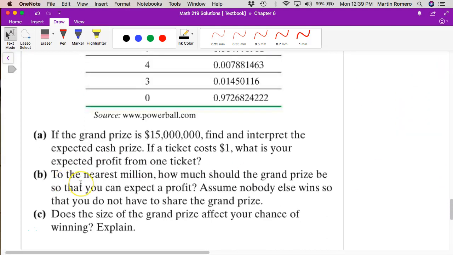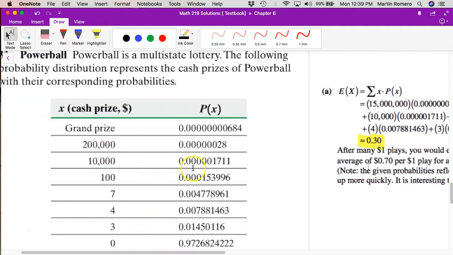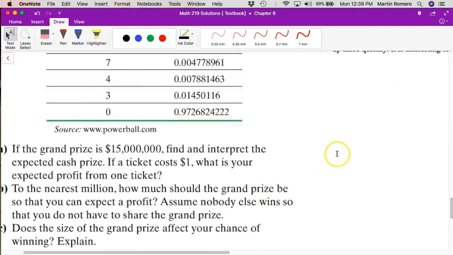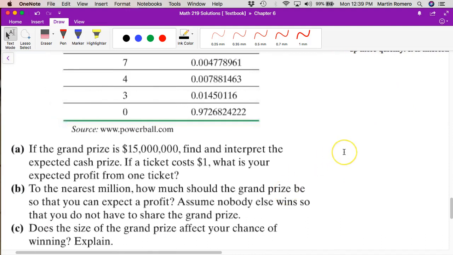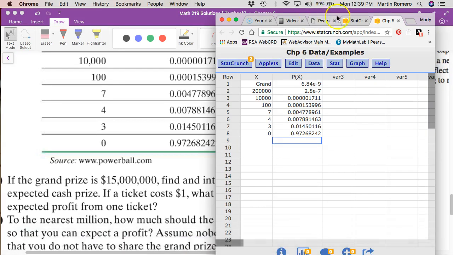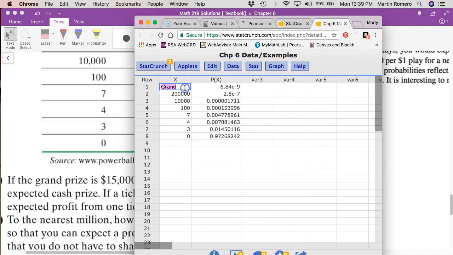Part B, to the nearest million, how much should the grand prize be so that you can expect some profit over the long run? So 15 million is obviously not enough. How much does it need to be so it's worth paying your $1 to give it a chance? We could do a complex algebra, but one way we could do it is just with StatCrunch. I have the numbers in already, and right now, like I said, 15 million was the grand prize. These are in scientific notation now since they're so small.